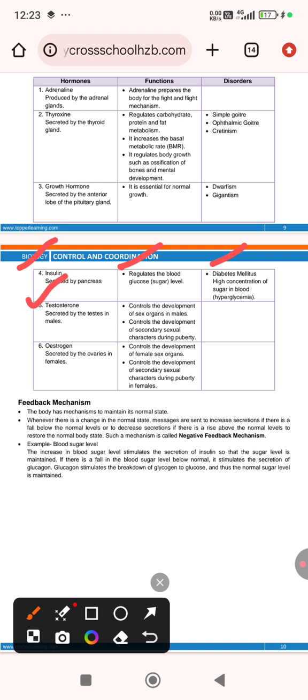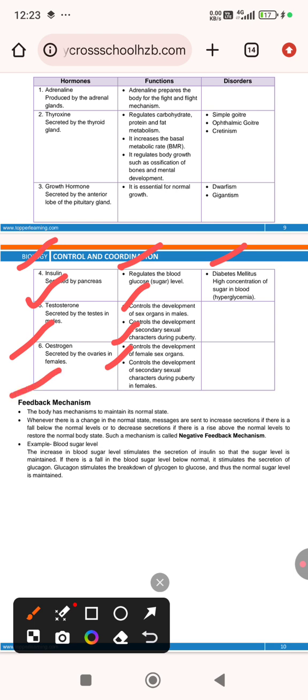Number 5, testosterone, secreted by testes in males. It controls the development of sex organs in males. It controls the development of secondary sexual characters during puberty. Number 6, estrogen, secreted by ovaries in females. It controls the development of female sex organs. It controls the development of secondary sexual characters during puberty in females.